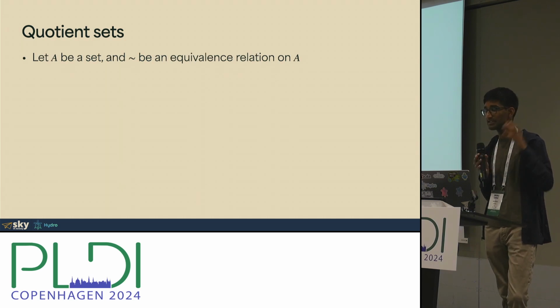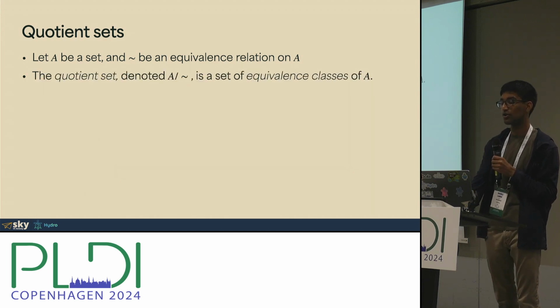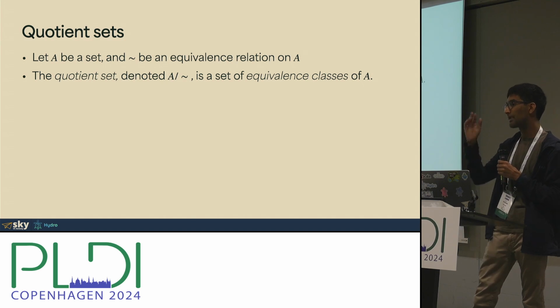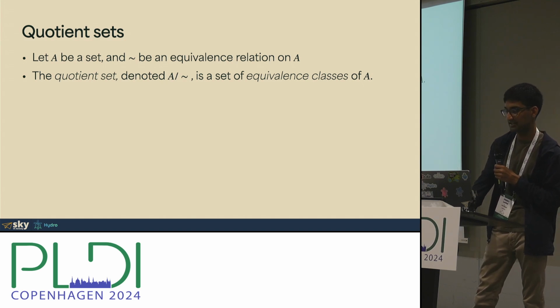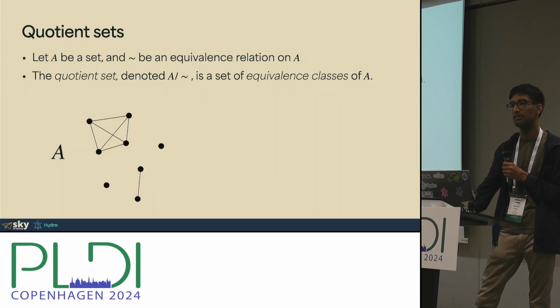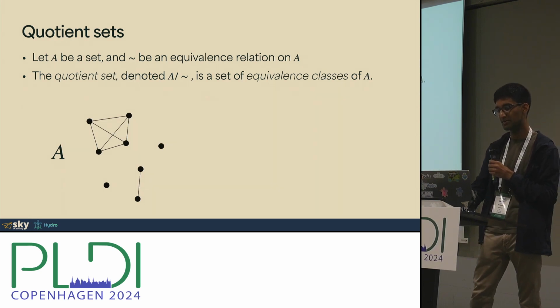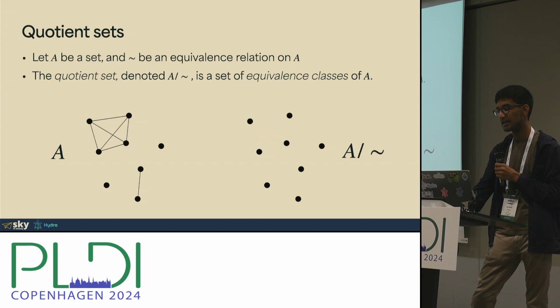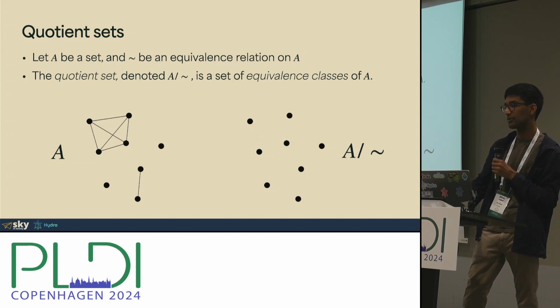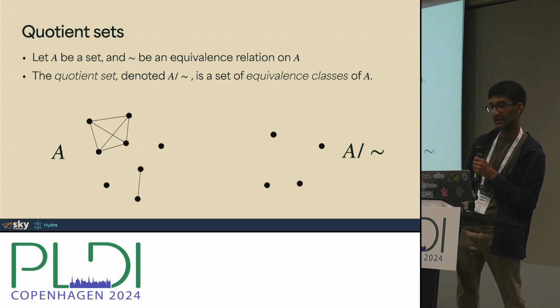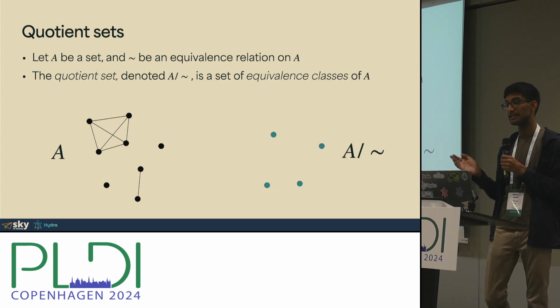So if I have a set of expressions and an equivalence relation on them, I can take a quotient set, which derives the set of E-classes I have in my system. So again, if I have my expressions and some edges between them, the quotient set basically takes the dots that are equivalent to each other and fuses them together. And these form my E-classes.